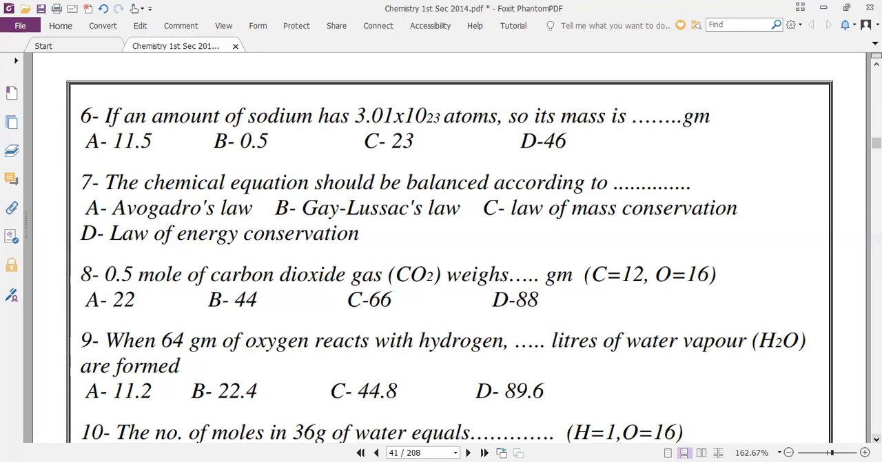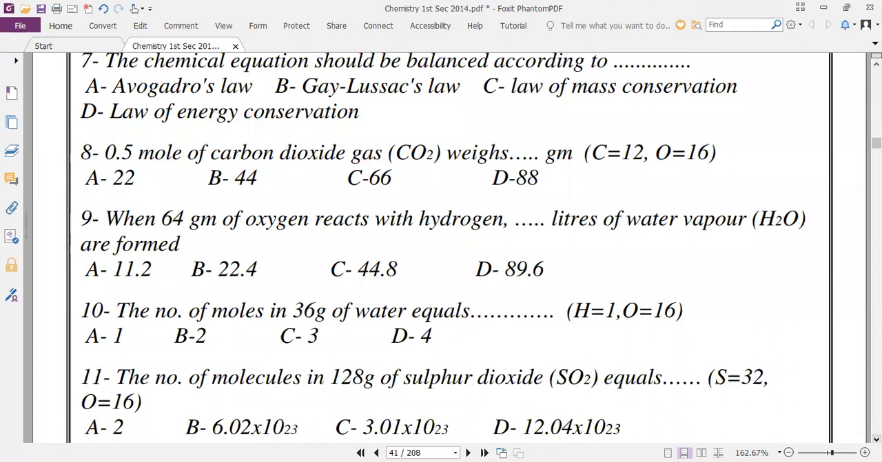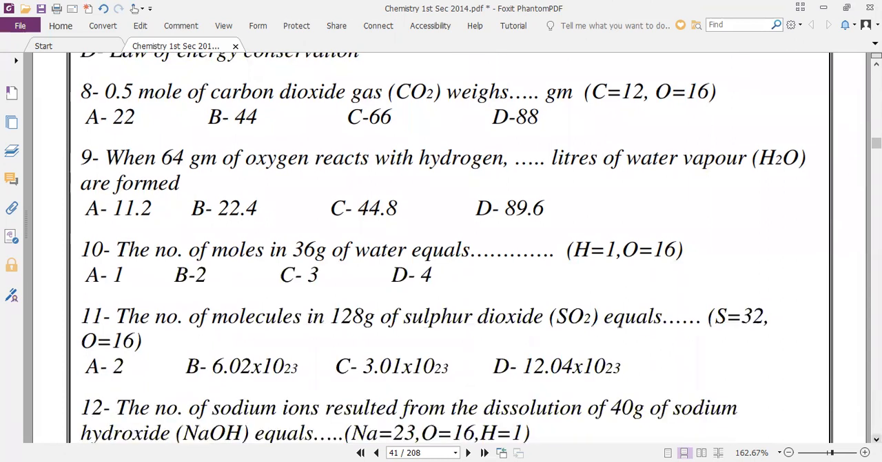Okay. Number 7 will be the law of conservation of mass. Right. Number 8 will be 28 grams. 22 grams, not 28, because it's a half mole of carbon dioxide. If you calculate, 1 mole of carbon dioxide equals 44 grams, but half a mole will be 22 grams, right? Yes. Okay.